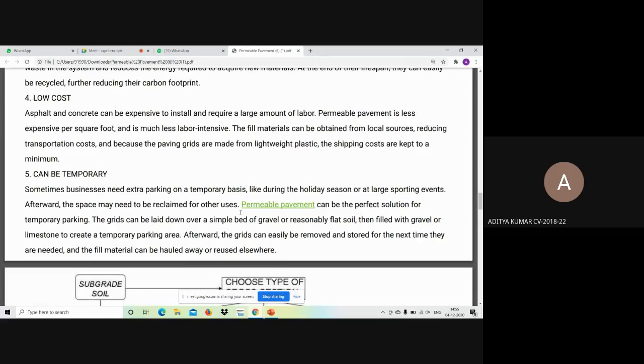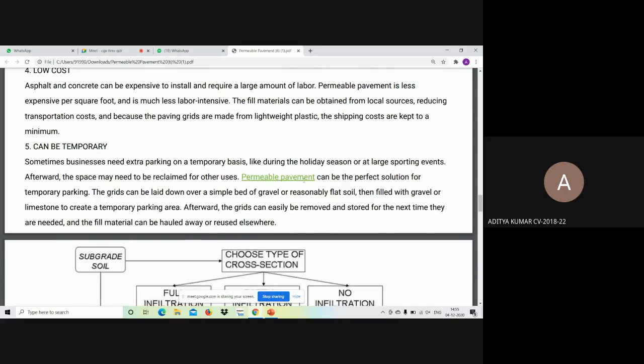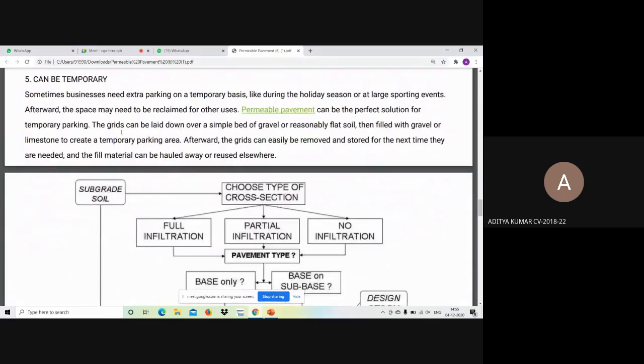It can also be temporary, as the grids are removable and recyclable. Grids can be laid down over a simple bed of gravel or reasonably flat soil, then filled with gravel or limestone, to create a temporary parking.